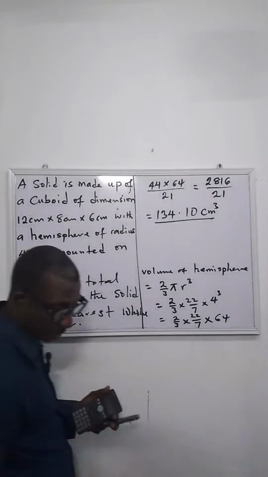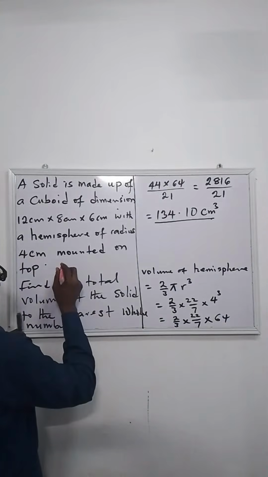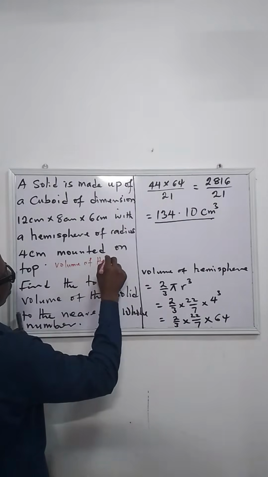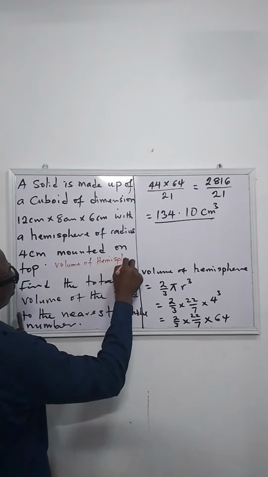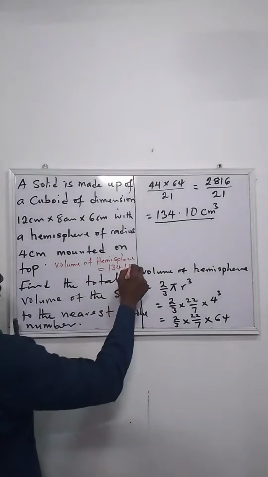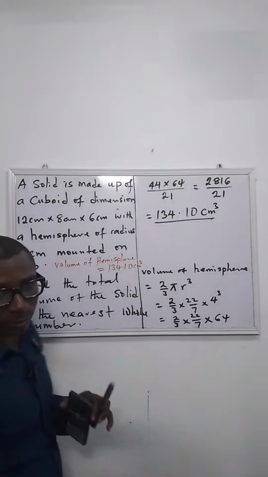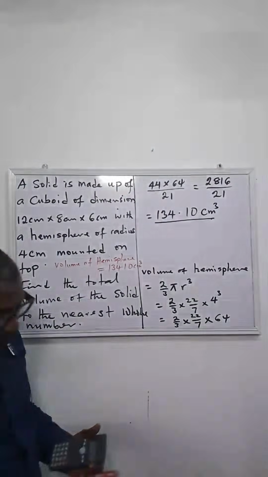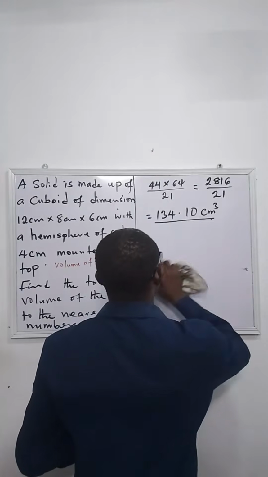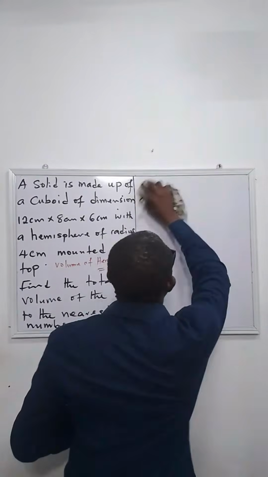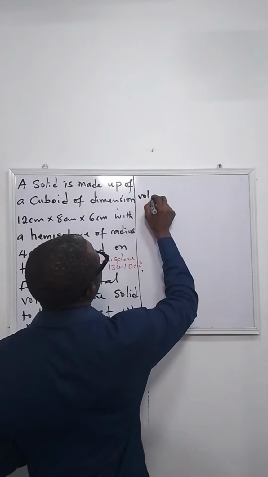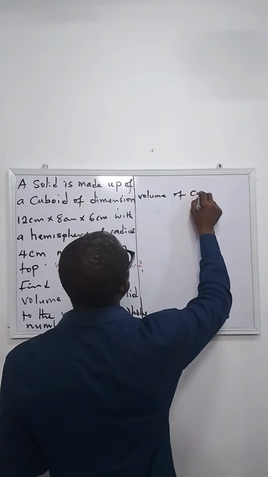Okay, can we take note of that? So we have the volume of hemisphere. Hemisphere is what? 134.10 centimeter cube. Now the next thing is to get the volume of the cuboid. So what do we have for that? So we have the volume of cuboid.